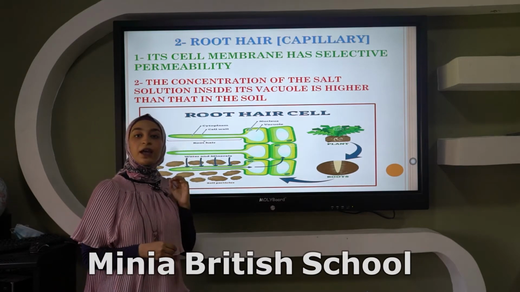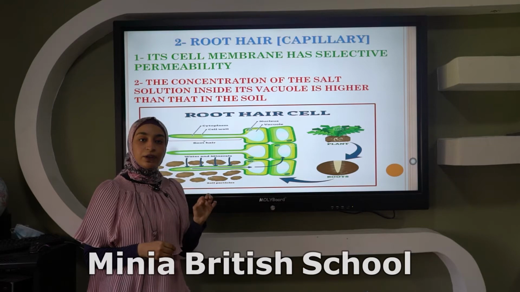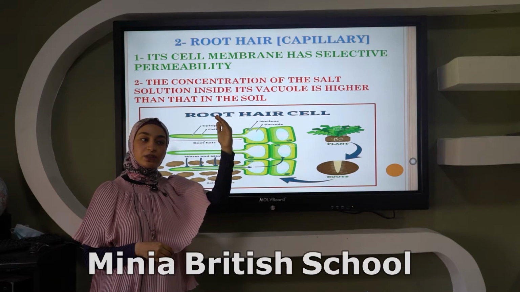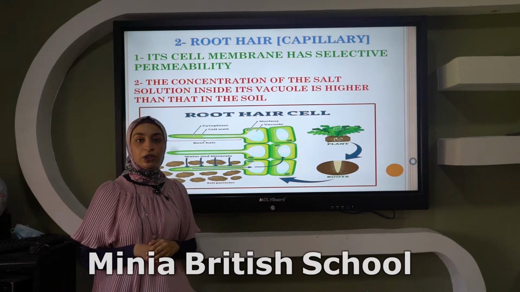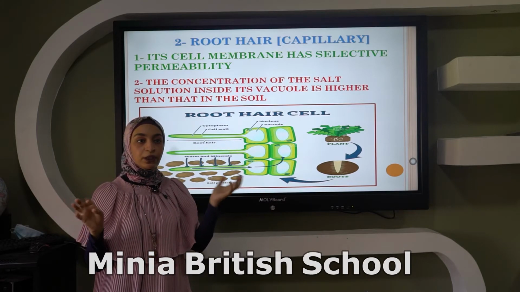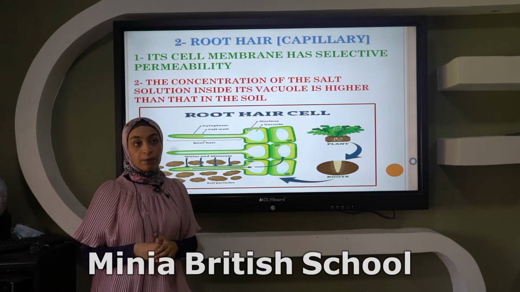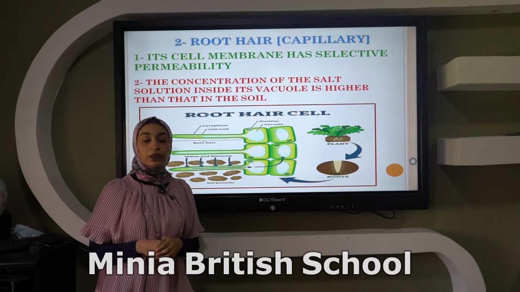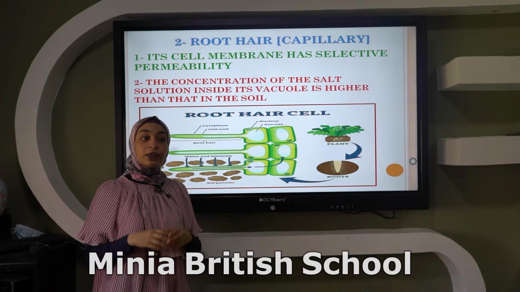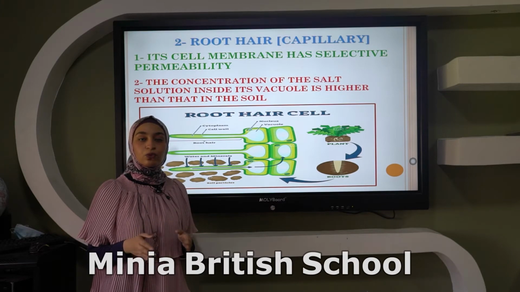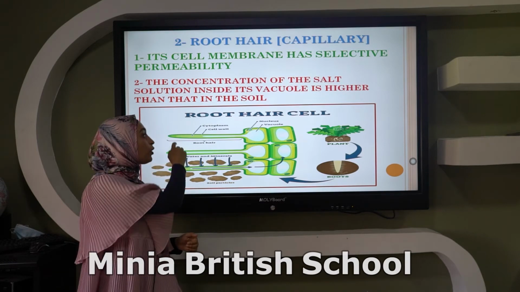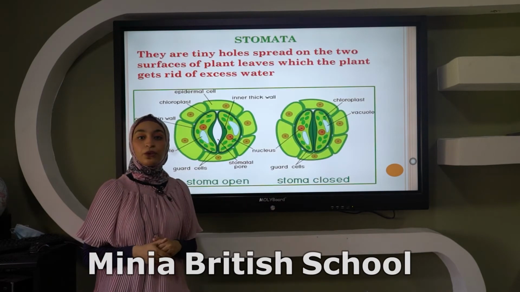What about number 2? It has a higher concentration in its vacuole, higher than the soil. It means that water passes from the high concentration to the lower concentration, so a big amount of water and a small amount of salt means a higher concentration of water. But what is the meaning of higher concentration of salt? It means a huge amount of salt and a small amount of water. In many cases, any salt or liquid can pass from the higher concentration to the lower concentration. This is the function of the root hair.